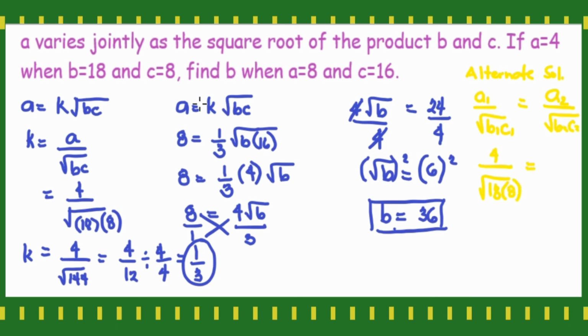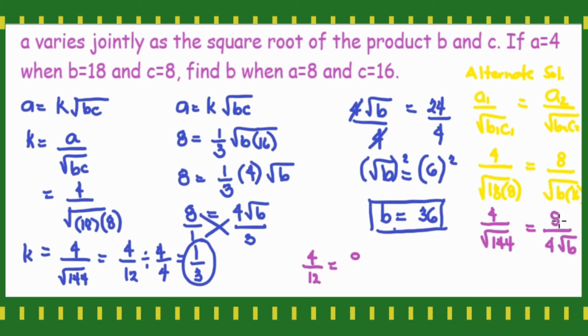It's equal to A sub 2, that's 8. C sub 2 is 16. So that's times 16. So we have 4 square root of 18 times 8. We solved this before, so it's equal to 144. It's equal to 8 over the square root of 16 is 4. Lalabas ko na siya. So we have 4 square root of B. The square root of 144 is 12. So I'll put it here. So 4 over 12. It's equal to 8.